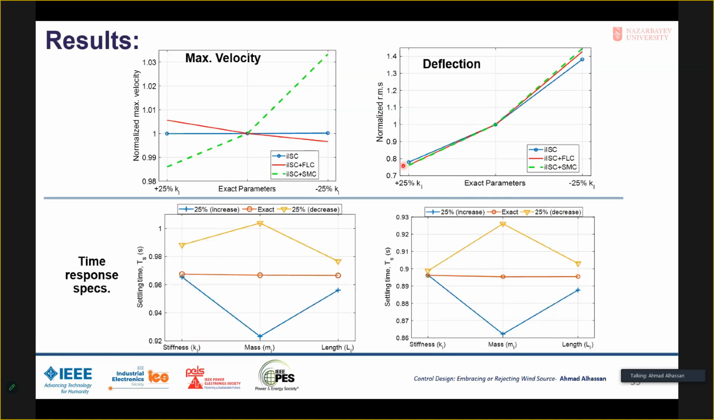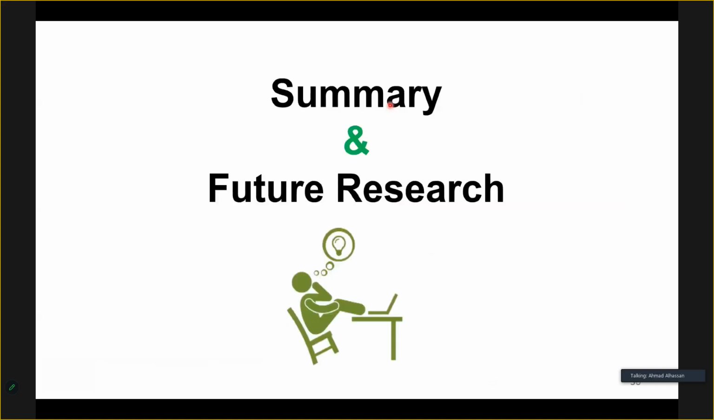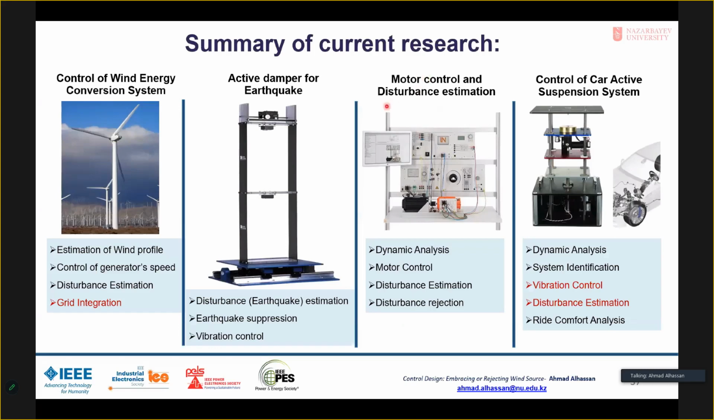And we also looked at a normalized behavior of this system, how changing those parameters affects the system in terms of velocity, settling time, and the root mean square. So this is actually what we did. I will just give a summary at the end of what we are currently doing in our research group.